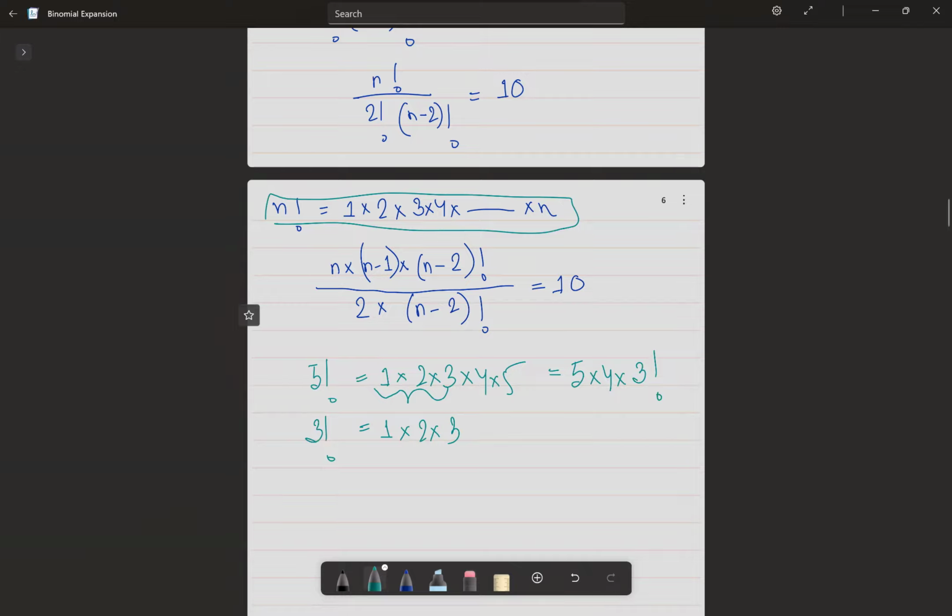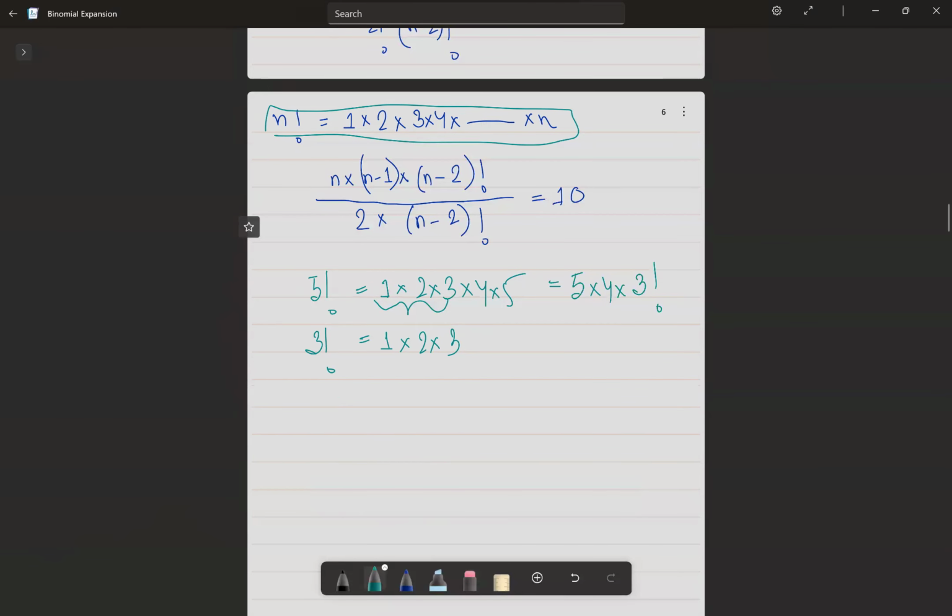So if I keep on writing this till 1, then for n minus 2 factorial, I also have to write n minus 2, n minus 3, and all the way up to 1, which is definitely not required. I can directly cancel these out. So this is why I wrote n minus 1, because I can cancel n minus 2 factorial and n minus 2 factorial out in here. So what I'll get is equals to 10 in here.